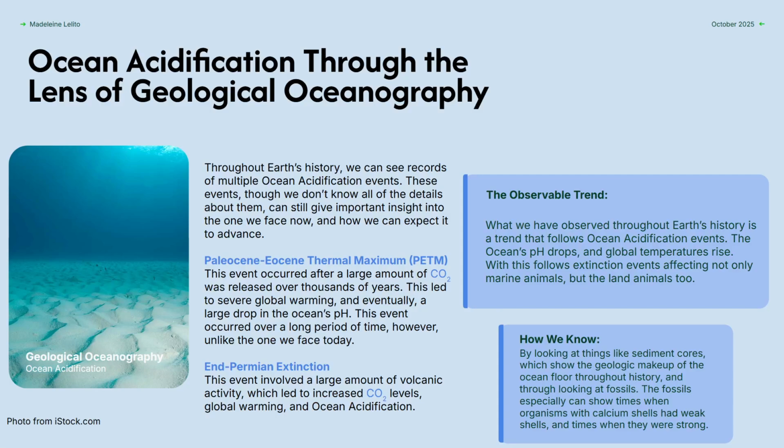Next up, with geological oceanography and ocean acidification, we are able to see records of multiple of these events happening throughout Earth's history. We are able to observe trends with them: the ocean pH drops, then global temperatures rise, and with this, extinction events follow, not just with marine animals, but also land animals as well. We are able to look at things like sediment cores and fossil records to show how these happen.